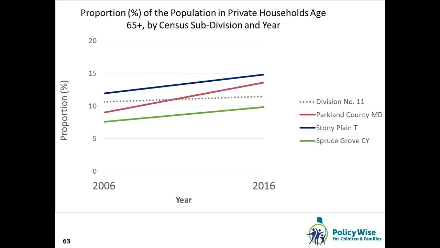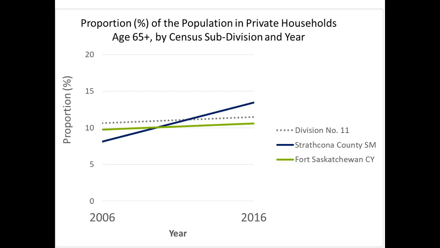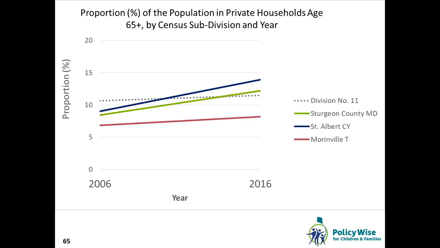If we then look at other ones, once again, that dotted line is the division overall. You can see there's a real increase in Parkland County, in Stony Plain, in Spruce Grove, and you really see it in Strathcona County. Fort Saskatchewan has not seen the kind of growth that some of the other places have. If we then look at Morinville, St. Albert, and Sturgeon County, you can see that they've all had an increase.